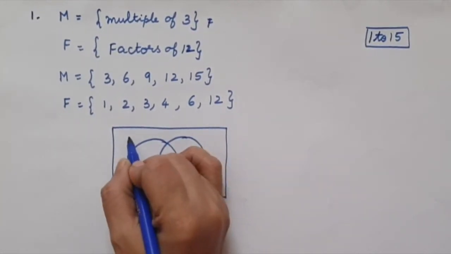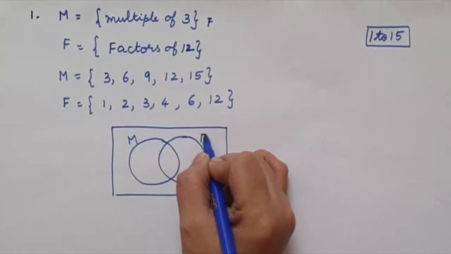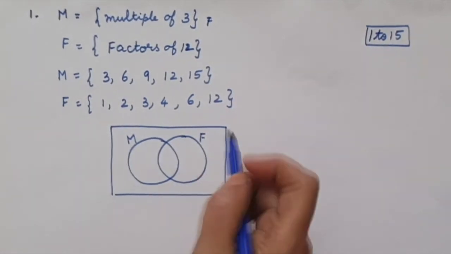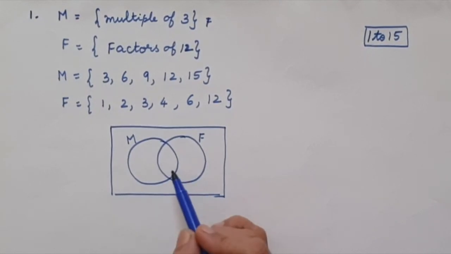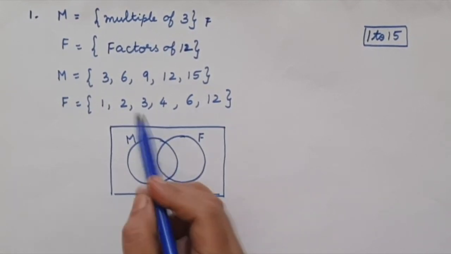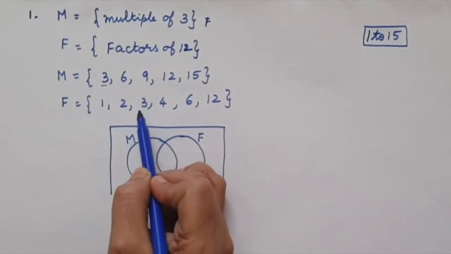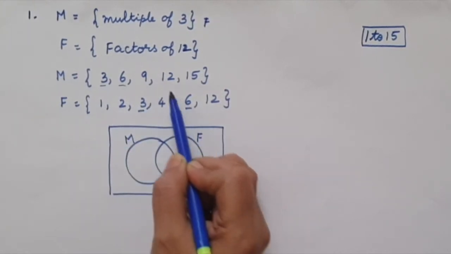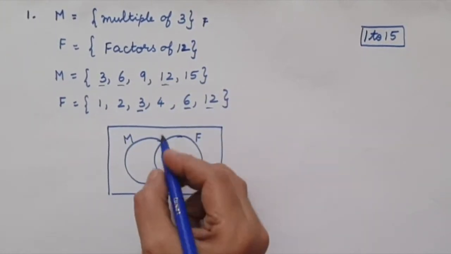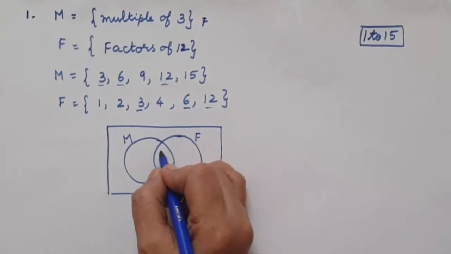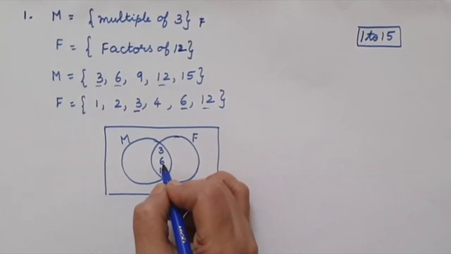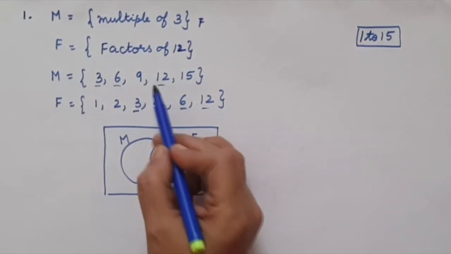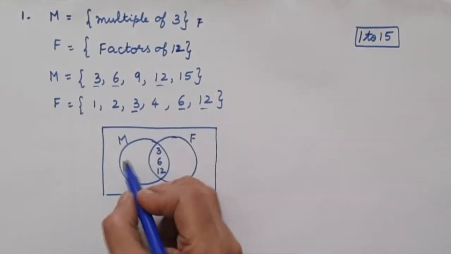One set is M. In this, the numbers which are the multiples of 3 and factors of 12, we write in between. That is the common elements. 3 is common to both, 6 is common, 12 is common to both. So we write 3, 6 and 12 in between. Then the rest of the multiples of 3 are 9 and 15, so we write them over here.